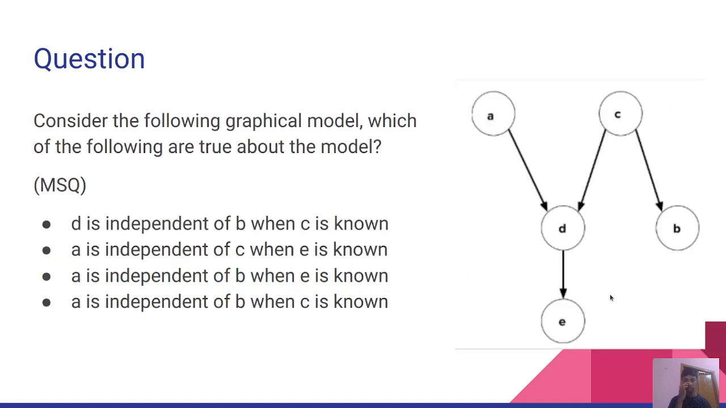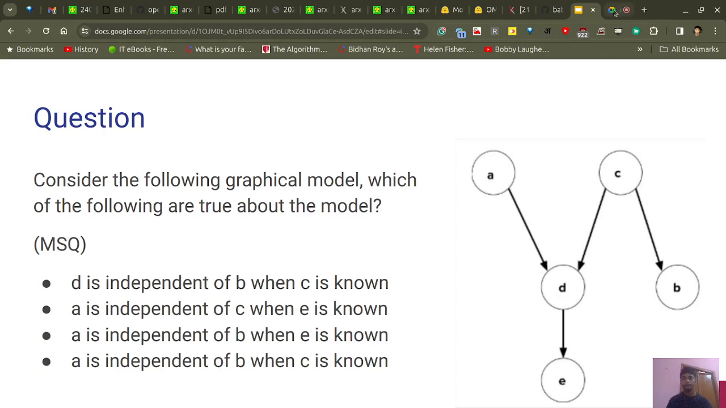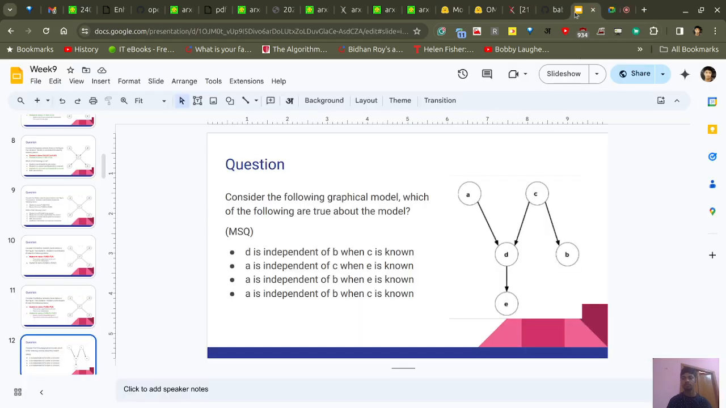So let's go to another question. This is again a directed graph. The first option is that D is independent of B when C is known. Is it correct? Let's go through one option at a time. Yes, C will be blocking, so D and B become independent. C causes D and B. So when C is known, it is blocking.